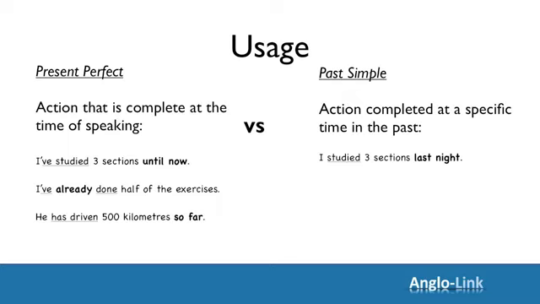Let's look at the second example. I've already done half of the exercises. Let's add a specific time in the past. And the verb changes to I did half of the exercises before lunch.